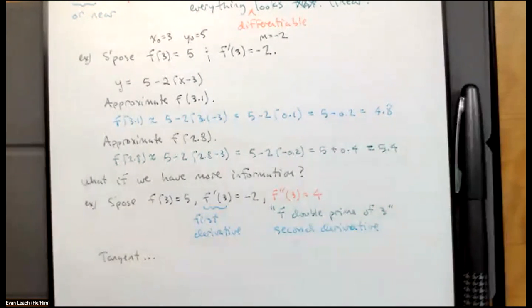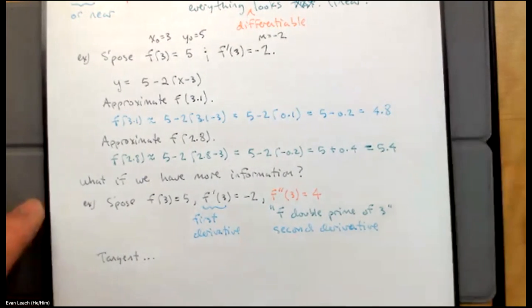I have second derivative information, so I'm not going to make a tangent line. I have second derivative information, so we're going to make a tangent parabola. Let's just call it that, tangent parabola.